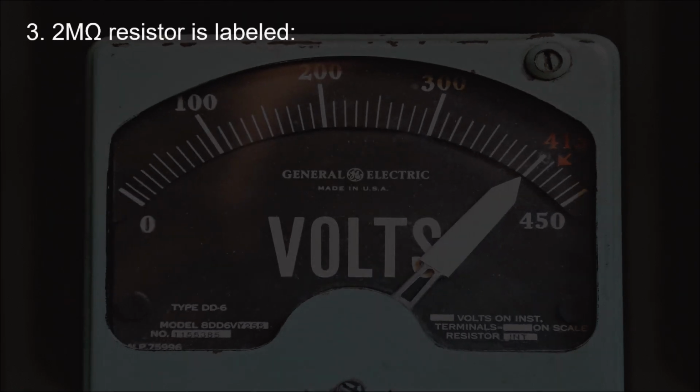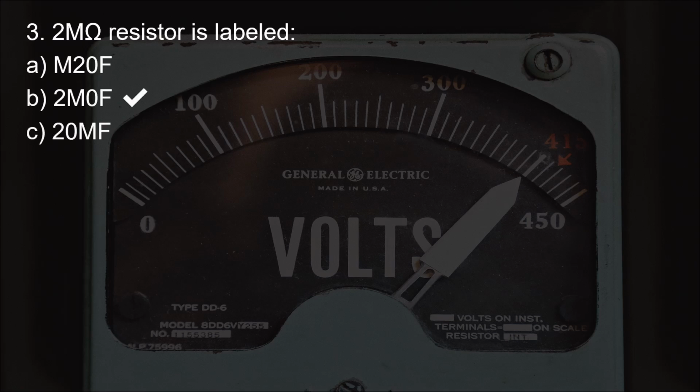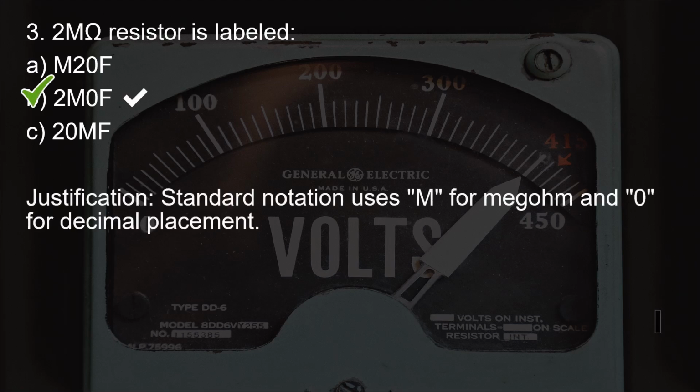Question 3. A 2M omega resistor is labeled A, M20F, B, 2M0F, C, 20MF. Justification: standard notation uses M for megohm and decimal placement.